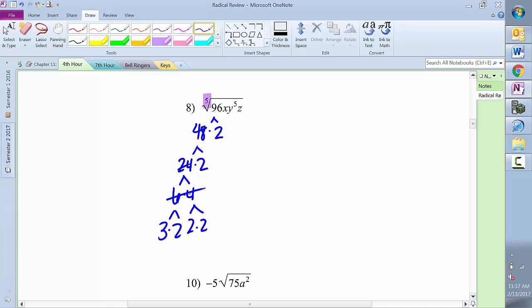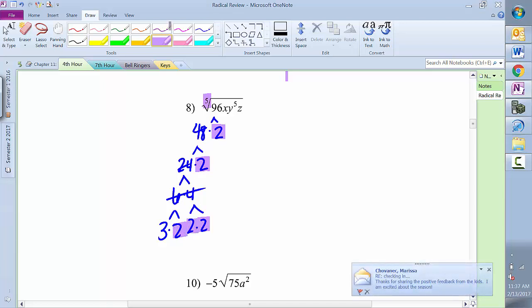And we want to circle groups of 5. So I like to use highlighters sometimes. They're a little bit easier. 1, 2, 3, 4, 5. All of those 2s are in a group. So if you're going to circle it, you can circle it like so.